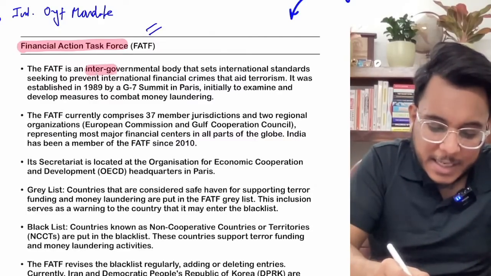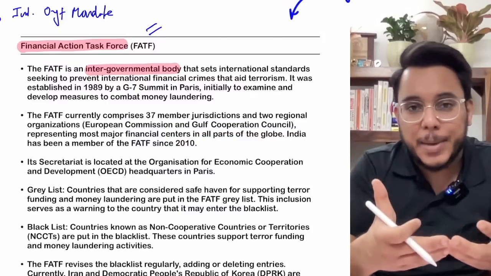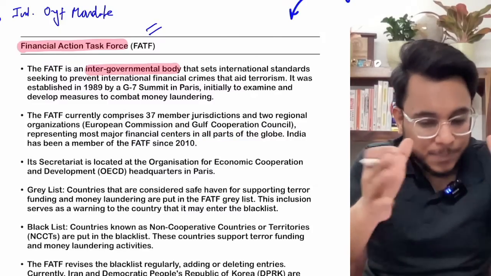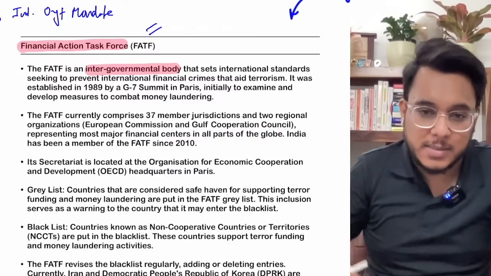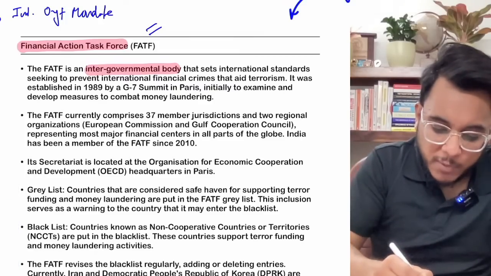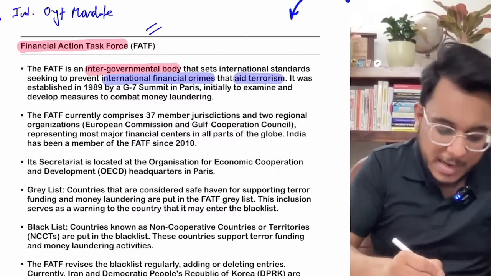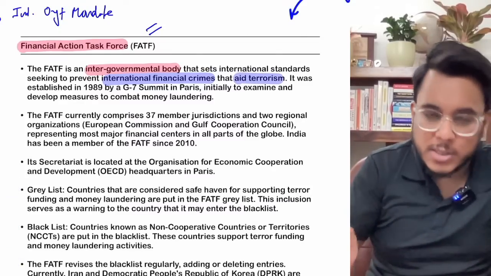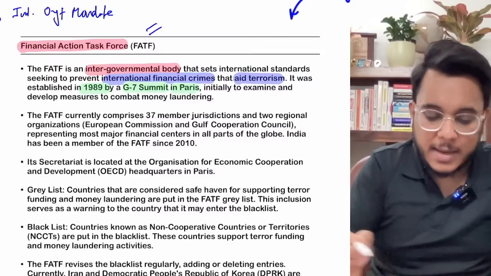Now, it is an intergovernmental body. It means that the different governments send their representatives in it, okay, and it aims to bring cooperation amongst the different partners. Okay. Now, this particular body aims to prevent international financial crimes which aid terrorism. Now, the FATF was established in 1989 at the G7 summit in Paris.